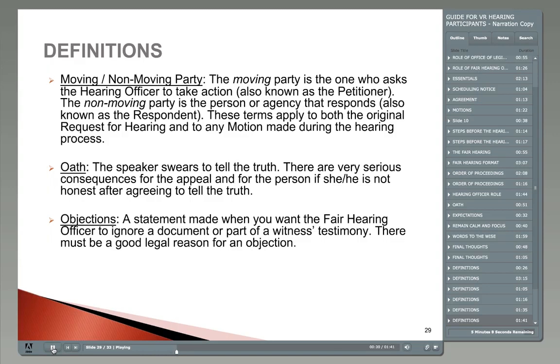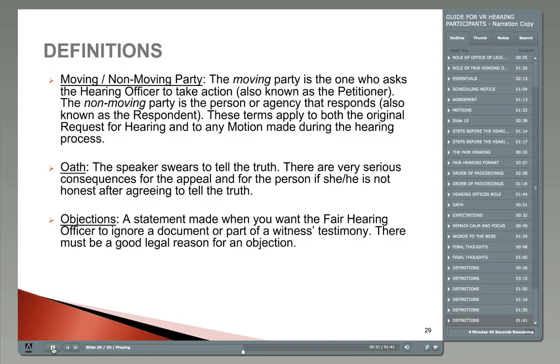And again, those terms are pretty stable. The petitioner is going to be the one that brought the request for the hearing. In other words, they petitioned for the hearing, and the respondent is going to be the agency or the person that's responding to that petition. And you'll hear that petitioner-respondent language referenced throughout decisions and those sorts of things.